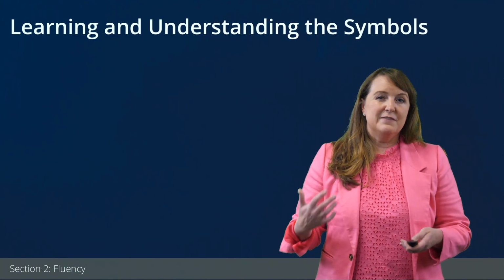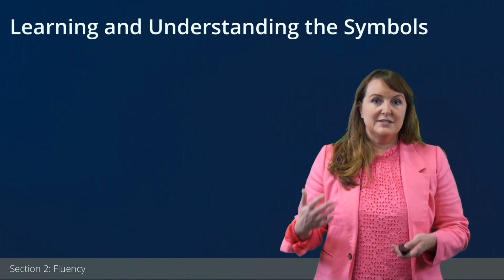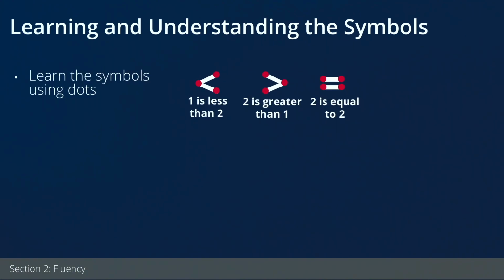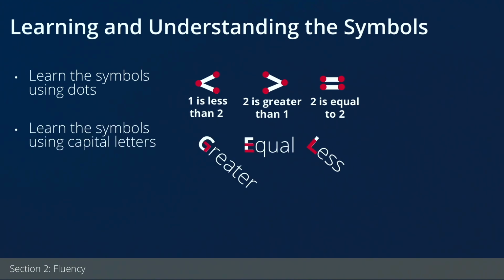We also want to do a lot of activities with helping students understand the symbols. For me to show you all of this, I've got to get out of the way. So here students can learn the symbols using dots. So here I can see that 1 is less than 2, or 2 dots on the end of the greater than symbol is greater than 1, or 2 is equal to 2. Again, go back to talking about how that equal sign is directly related to the less than symbol and the greater than symbol, and that's going to help students really understand comparison in the long run.